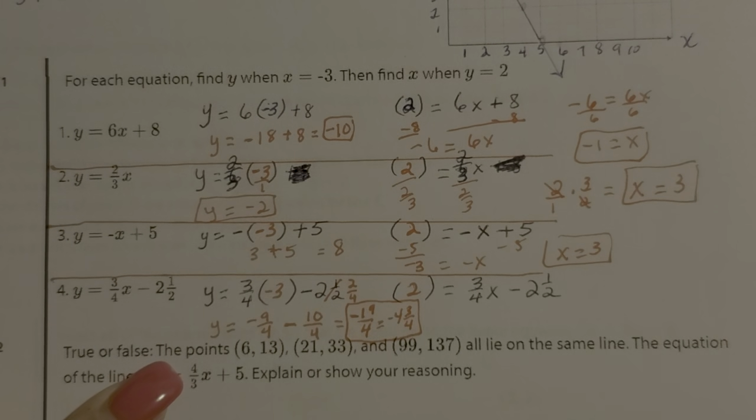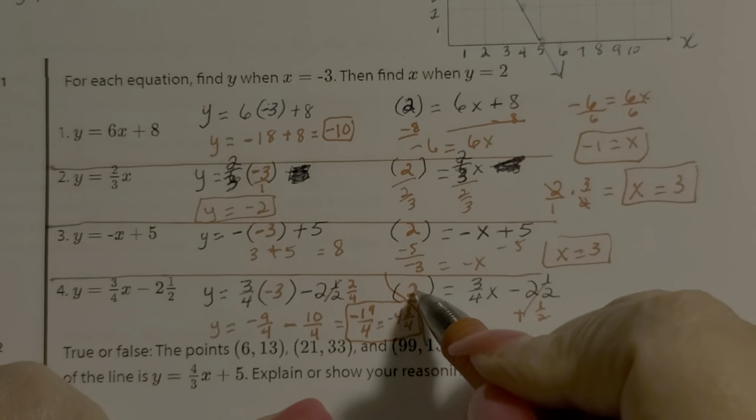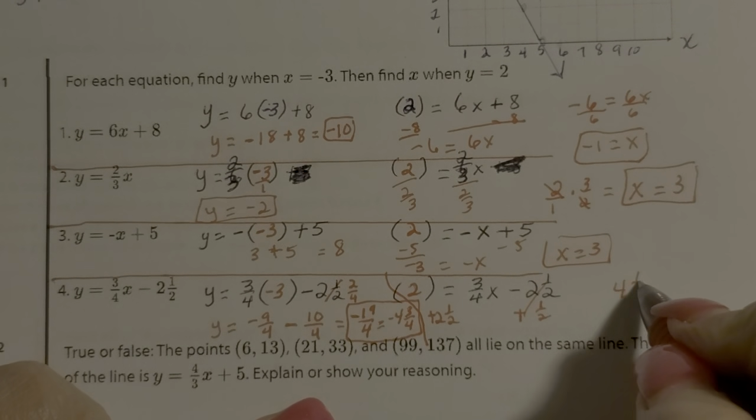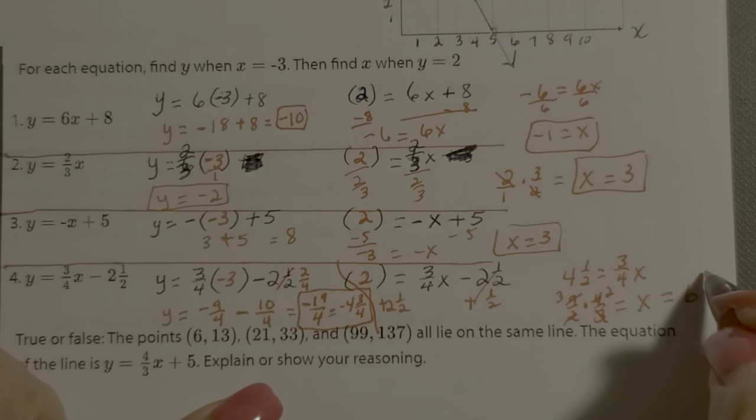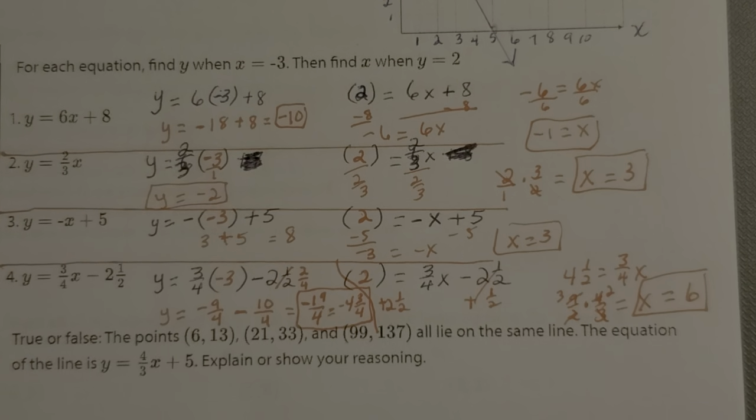And on the last one, if I add 2.5 to both sides, 2 and 2.5 gives me 4.5 equals 3/4 x. Well, to divide by the 3/4 x, we multiply by its reciprocal. So I'm going to make that 9/2 times the reciprocal, 4/3, and that will be equal to x. Well, if we cross cancel, 3 goes into 9 3 times, 2 goes into 4 2 times, so that leaves me 1's on the bottom and 3 times 2 on the top, which gives me x equals 6 when y is 2.